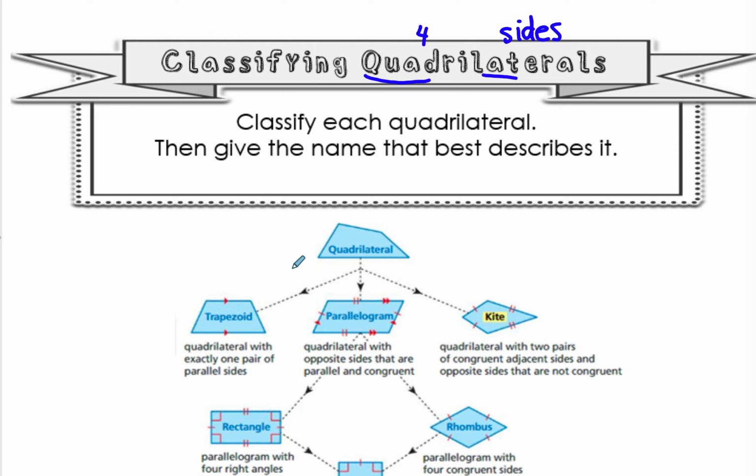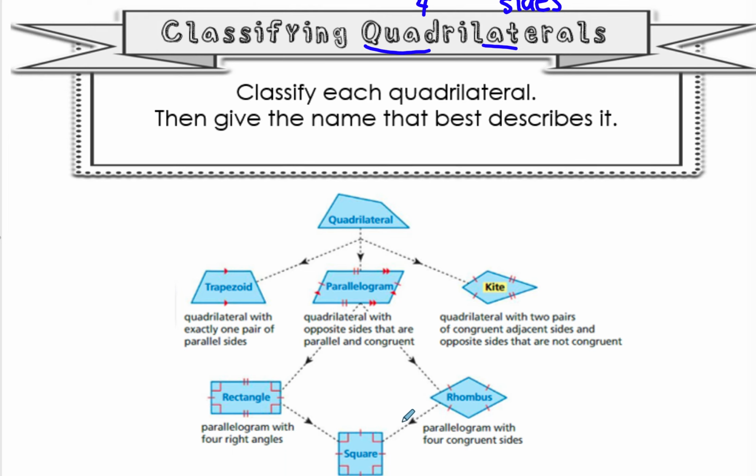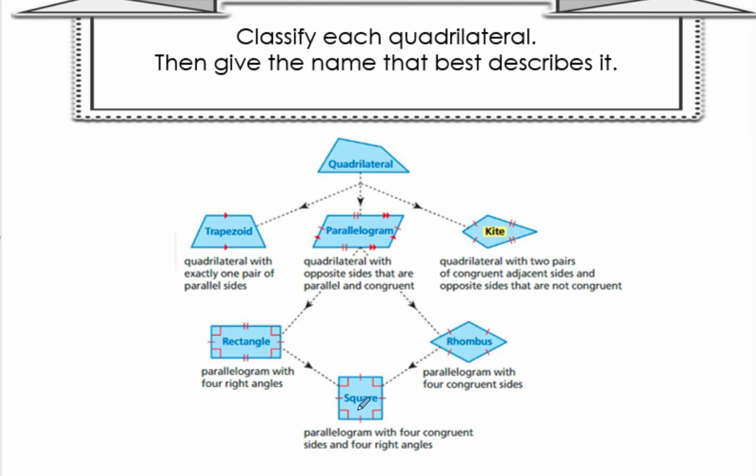And then here they break them into 3 categories. Trapezoid, 1 pair of parallel sides. Parallelogram, opposite sides that are parallel and congruent. Kite, 2 pairs of congruent adjacent sides and opposite sides that are not congruent. Then out of parallelogram, they have the rectangle and rhombus because those are 2 types of parallelograms. And then they have that connect to equal the square because the square is a rectangle, it is a rhombus, and it is a parallelogram.